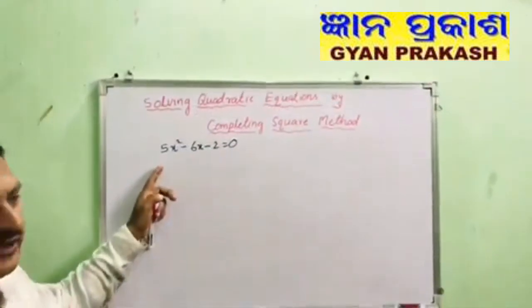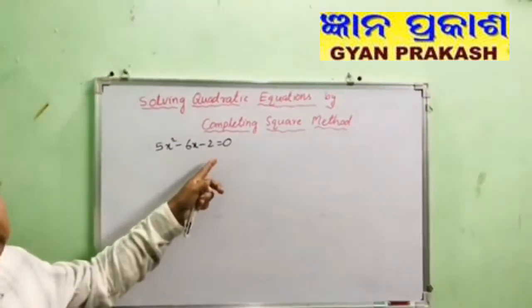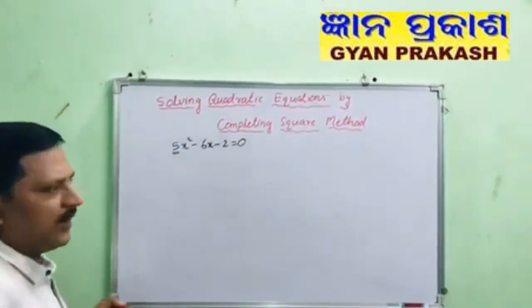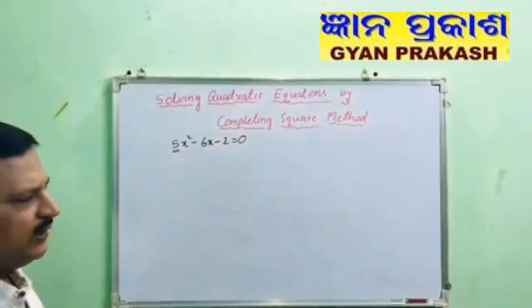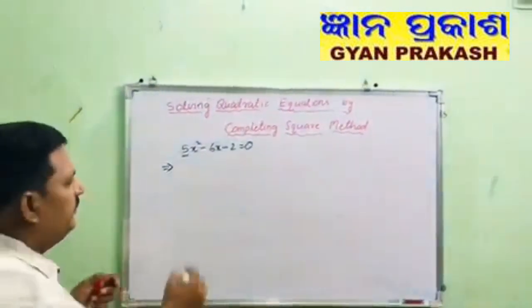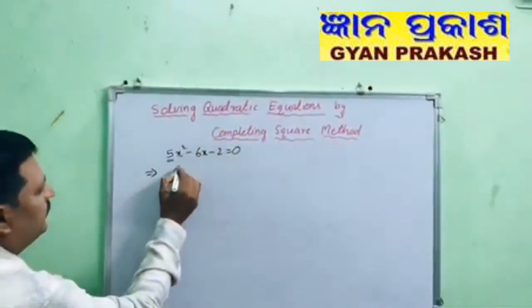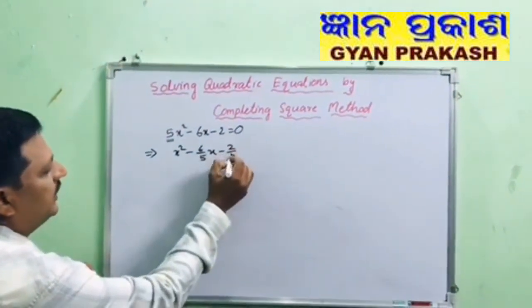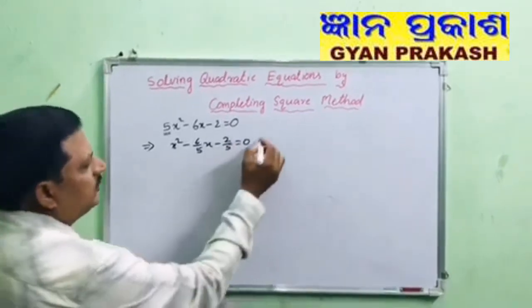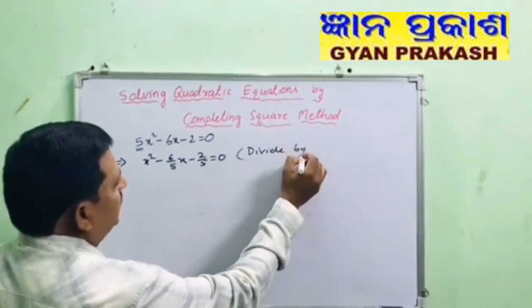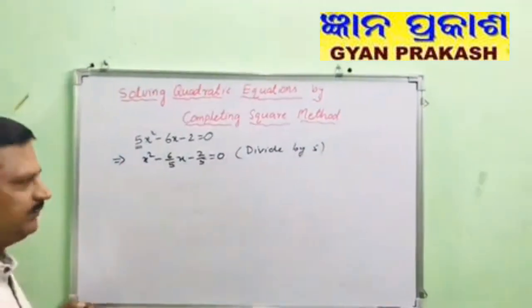Let us take another example. 5x square minus 6x minus 2 equal to 0. Here we have 5 as the coefficient of x square. So we shall divide the whole equation by 5. So it will give x square minus 6 by 5 x minus 2 by 5 equal to 0. We have divided the whole equation by 5, right?